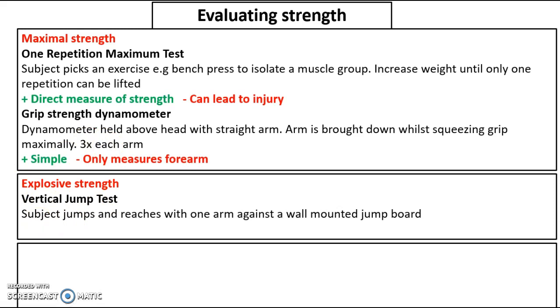You usually have it next to a wall. You jump up and you have to reach with one arm against the jump board, seeing how high you can jump to touch, and that gives you an idea of your explosive and elastic strength. Advantage, very simple to perform, but the downside is it only measures leg strength, because that is the muscle that's contracting.